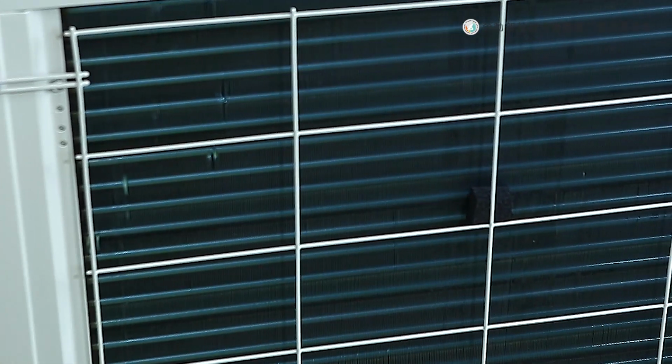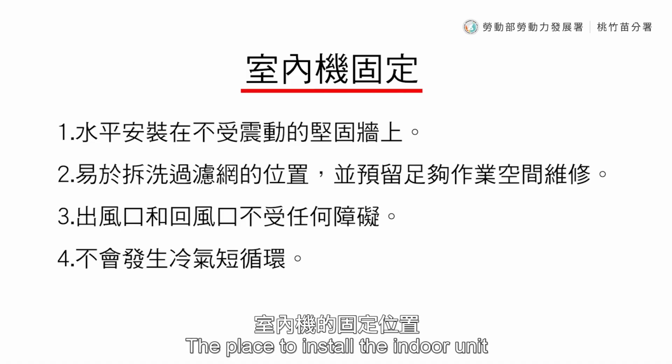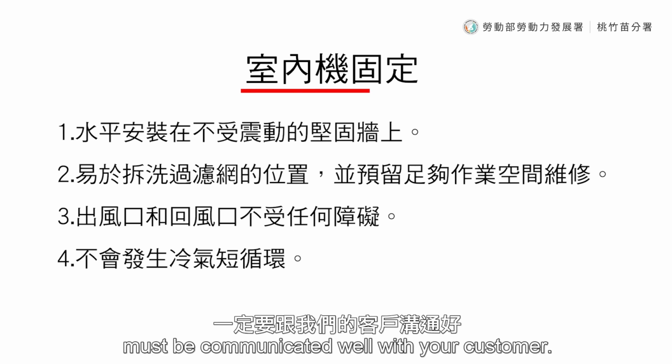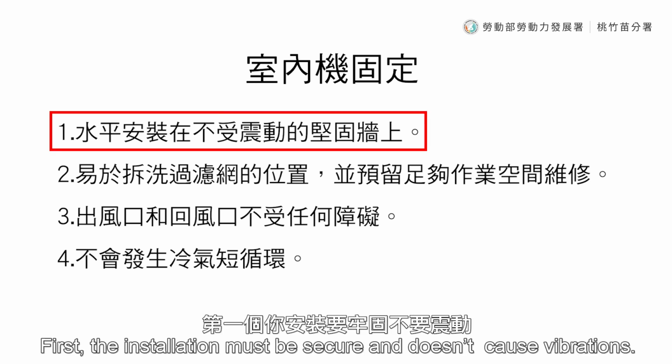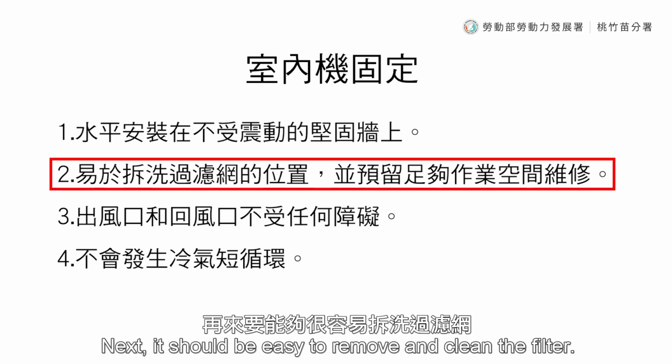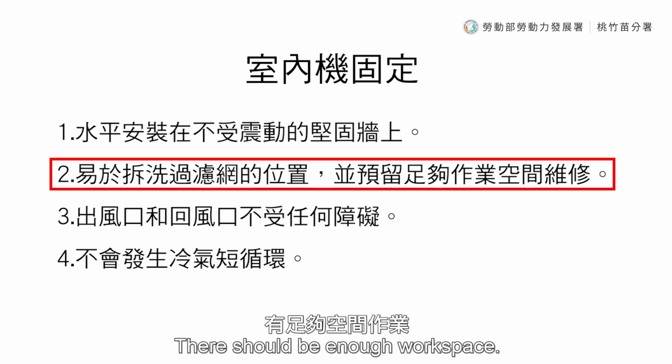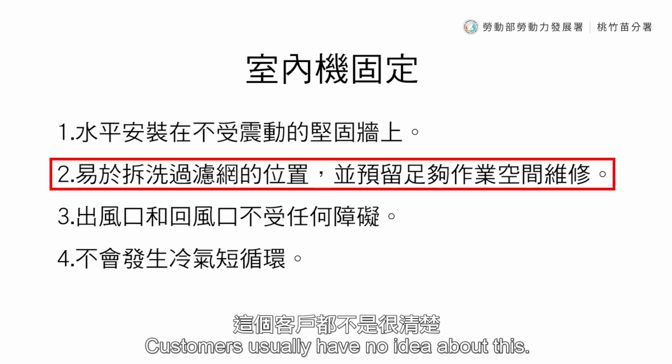The place to install the indoor unit must be communicated well with your customer. The customer may know where they want it installed, but we should tell them what they don't know. First, the installation must be secure, it doesn't cause vibrations. Next, it should be easy to remove and clean the filter. There should be enough workspace. Customers usually don't have ideas about that.